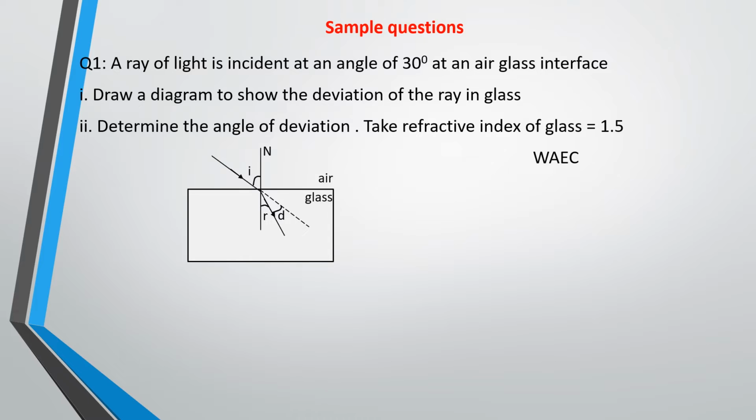The question says that a ray of light is incident at an angle of 30 degrees at an air-glass interface. Draw a diagram to show the deviation of the ray in the glass. Okay, fine. So I just drew the diagram here, and I've also shown you the deviation. This ray is supposed to come straight, but because it is refracted, this is the angle of deviation. Then this is the angle of refraction, and then this is the angle of incidence. I hope we can see that. So this is the drawing that is required.